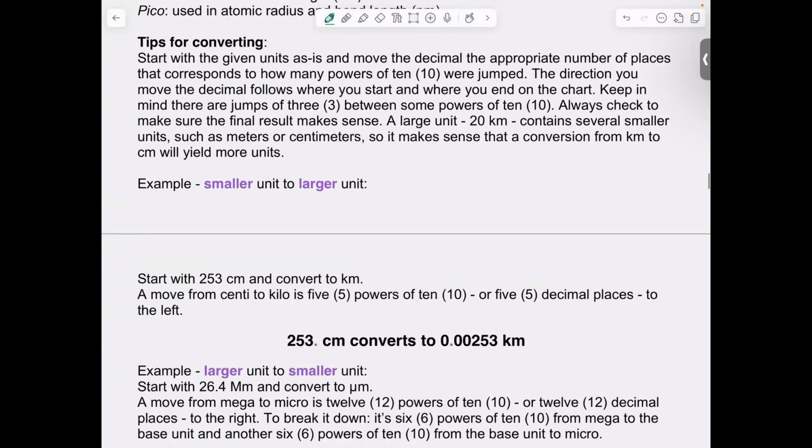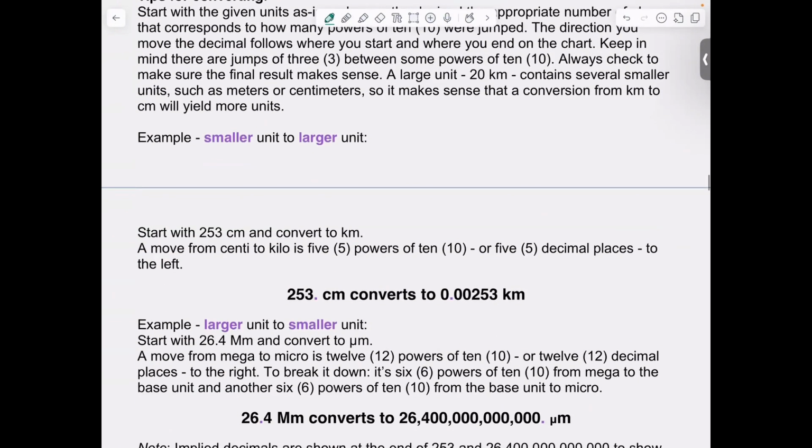So I'm going back to my example here. And I even wrote out, okay, start with 253 centimeters. And of course, we have our little implied decimal there. We don't normally see it unless we need to use it. We're going to convert to kilometers. A move from centi to kilo is 5 powers of 10 to the left. So if I start here, I'm literally going 1, 2, 3, 4, 5.